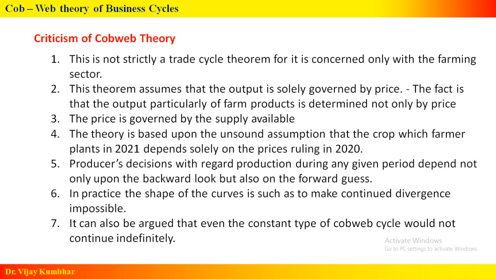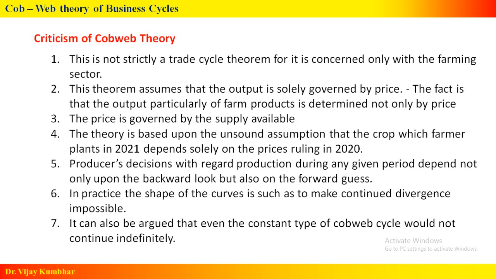This theory assumes that the output is solely governed by price, but this is not a fact. The fact is that the output, particularly of the farm product, is determined not only by the price but also by other factors. These are the input prices, profit level, availability of input, and again the natural conditions. The price is governed by the supply available. This is not true. Many times the supply of the existing commodity and the expectation also matter.